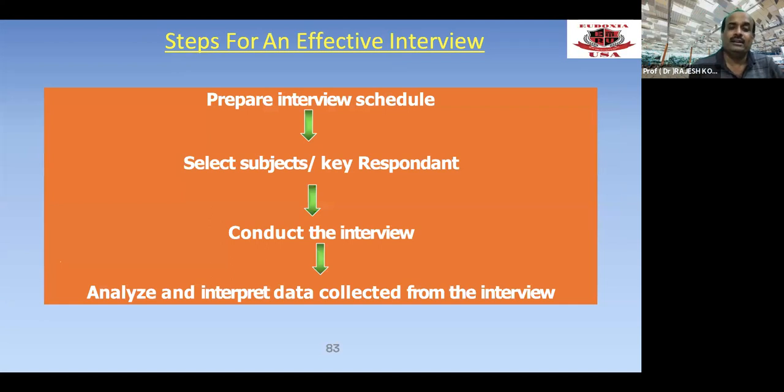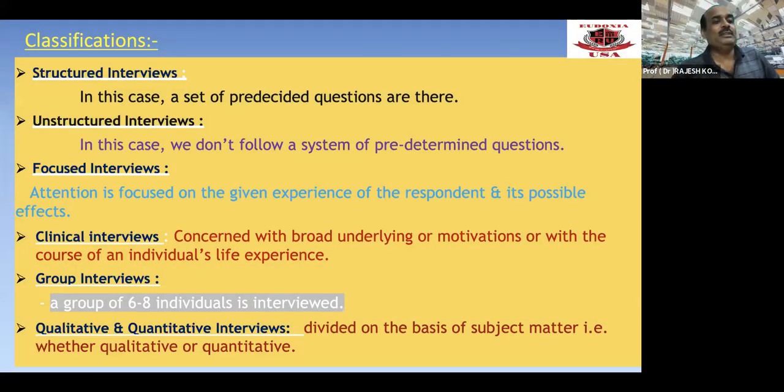These interviews may be structured or unstructured. Structured has your own preset questions, and then you ask them. Unstructured, you just go on asking and then collect it. A focused interview concerns a given experience of the respondent and its possible effects. Clinical interviews are usually done with a single patient or multiple patients with some objectives. In group interviews, 6 to 8 people are in a group and we interview them. Qualitative and quantitative interviews are divided on the basis of the subject, whether you want to collect the data in a numeric way or a qualitative way.